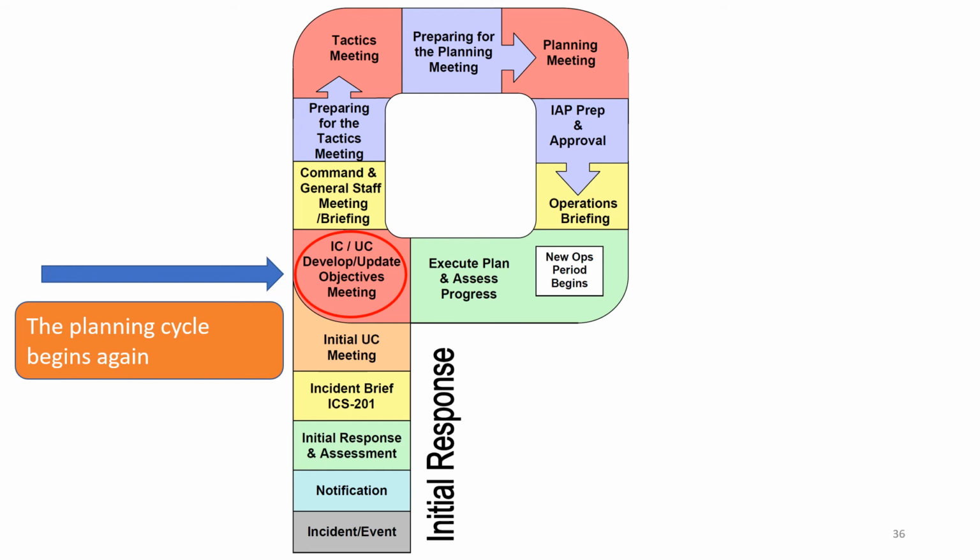And we've made a full circle. While the progress reports are coming in, the incident commander begins updating objectives and priorities, and the wheel of the planning cycle keeps on spinning.